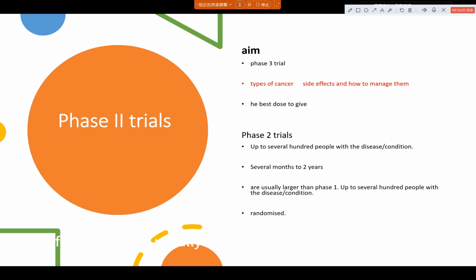Phase 2 trials are usually larger than phase 1. There may be up to 100 people taking part. The length of the study is several months or 2 years.